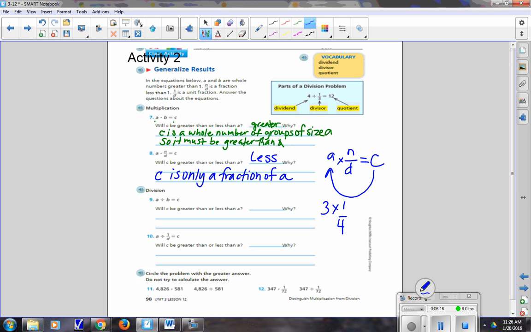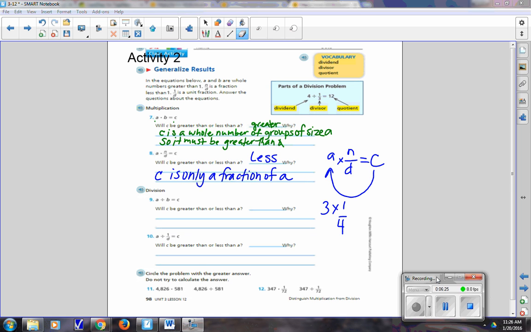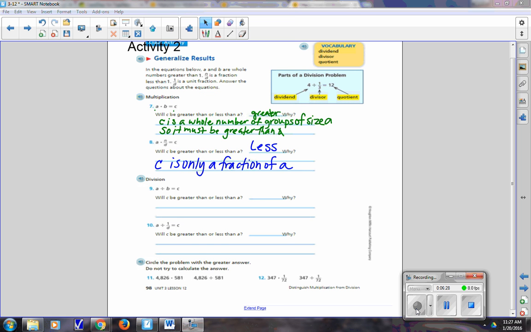Okay? So now we're going to go into the confusing world of division. Because I feel like division really messes with our brains when it comes to fractions. Thumbs up if you agree. A divided by B is C. Is C going to be greater than or less than A? Think about your parts of a division problem. That might help you. You have a dividend, something that's being divided. You have a divisor. Somebody's doing the splitting it apart, right? And then you have a quotient, or the answer. So think really hard. Will C be greater than or less than A?